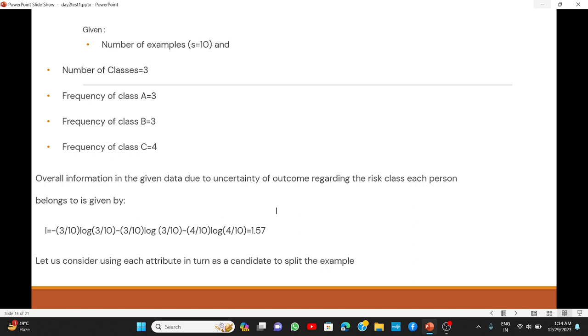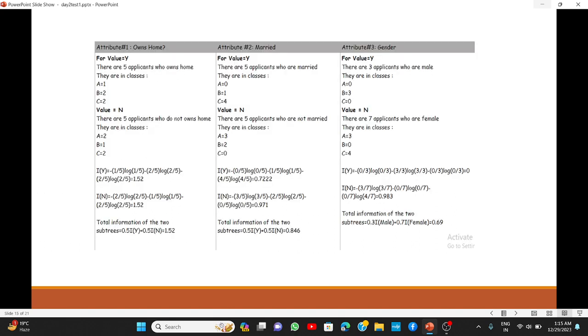Overall information in the given data due to uncertainty of outcome regarding the risk class each person belongs to is given by I equal to minus 3 by 10 proportionate of log positive 3 by 10 minus 3 by 10 proportionate of log 3 by 10 minus 4 by 10 proportionate of log 4 by 10 is equal to 1.57. Let us consider using each attribute in turn as a candidate to split the example.